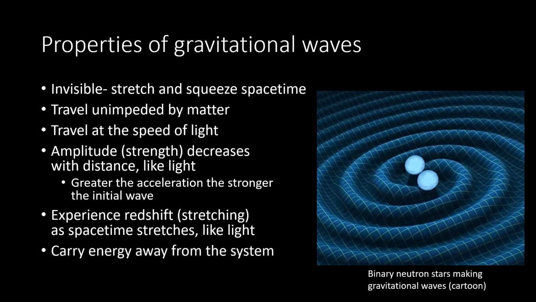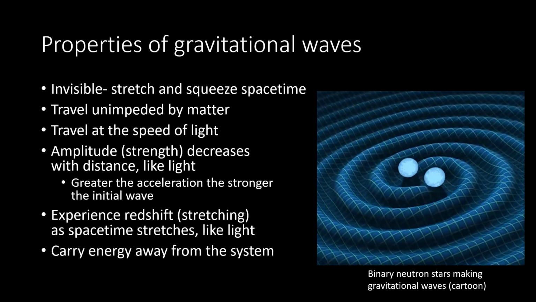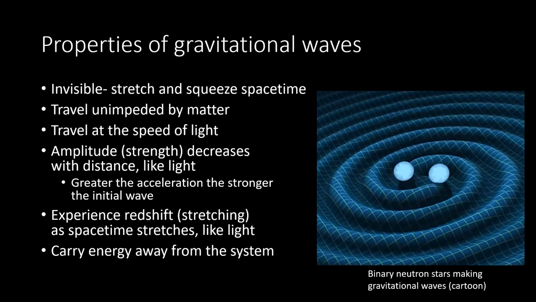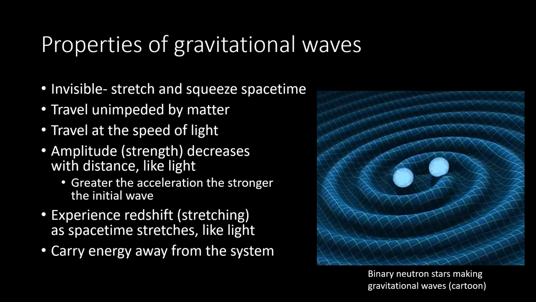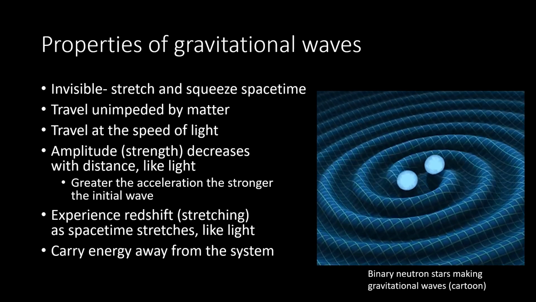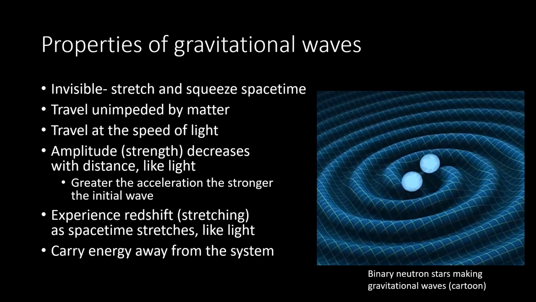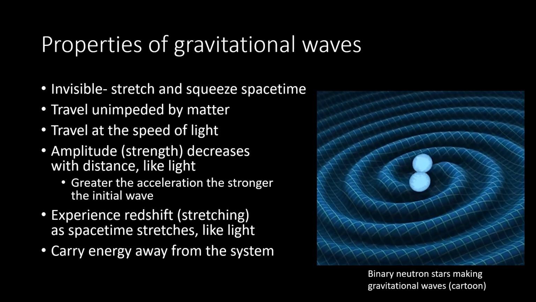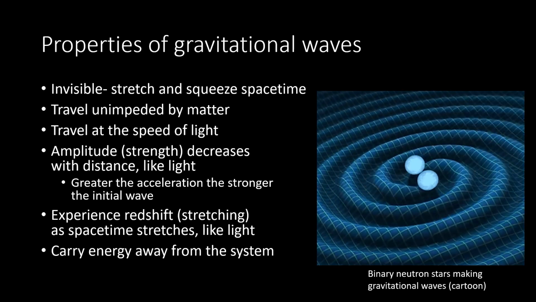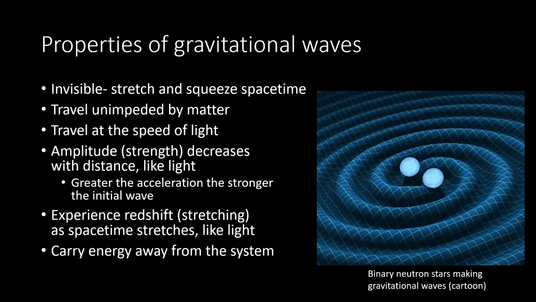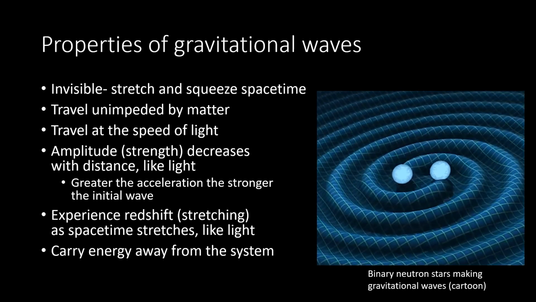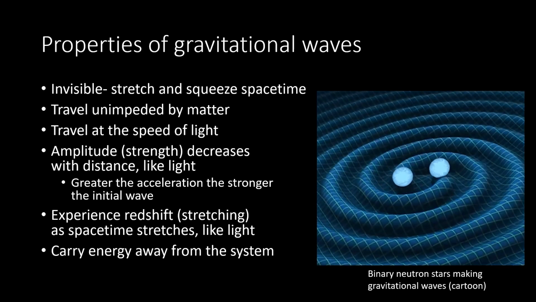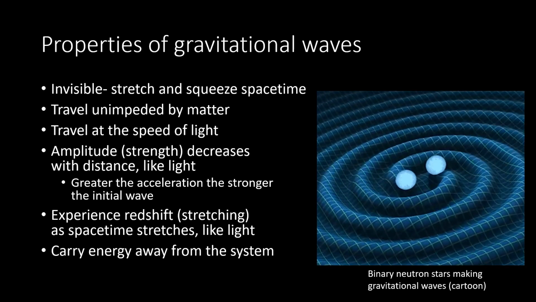And finally, the gravitational waves carry away energy from the system. That allows objects to decay as they orbit. As they get closer, they will release some energy in the form of gravitational waves, and that will help them spiral towards one another and often ultimately combine into one singular object. So that's just kind of a basic summary of some of the properties of gravitational waves.